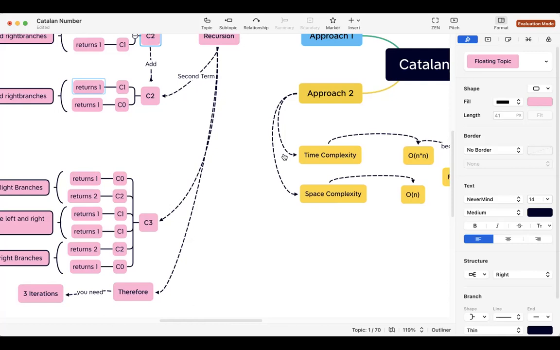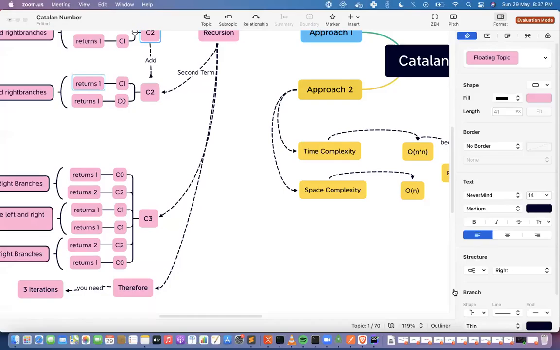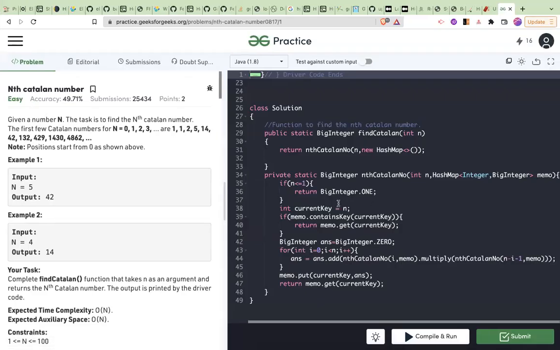Your screen sharing is paused. Okay, let me resume the share. Let me stop the share and share it back. Okay, so what screen are you seeing? Yeah, so you're seeing the GeeksforGeeks practice one, right?